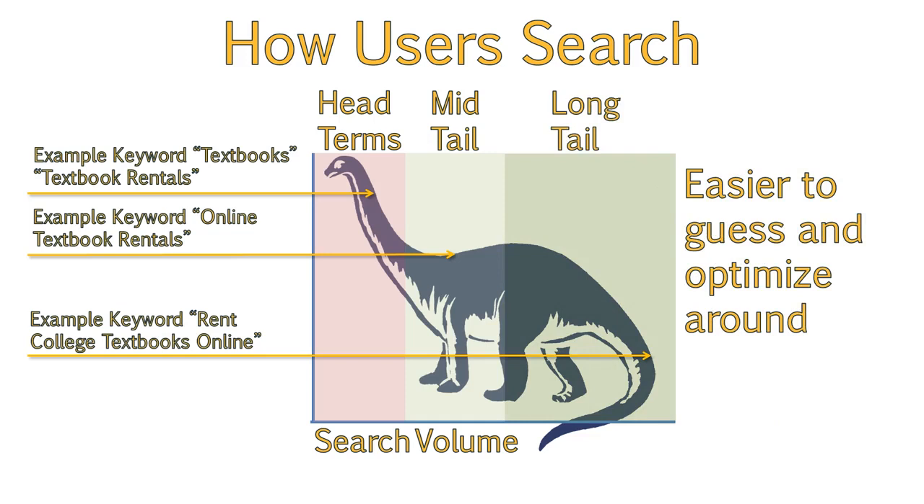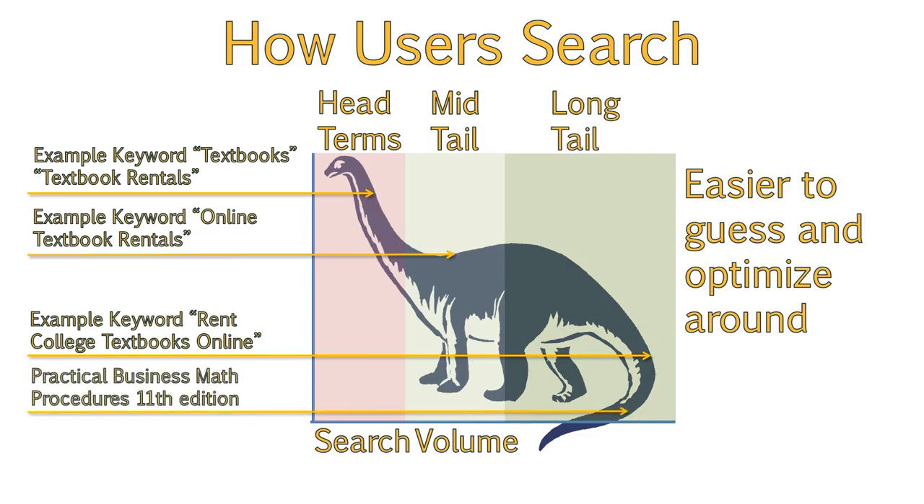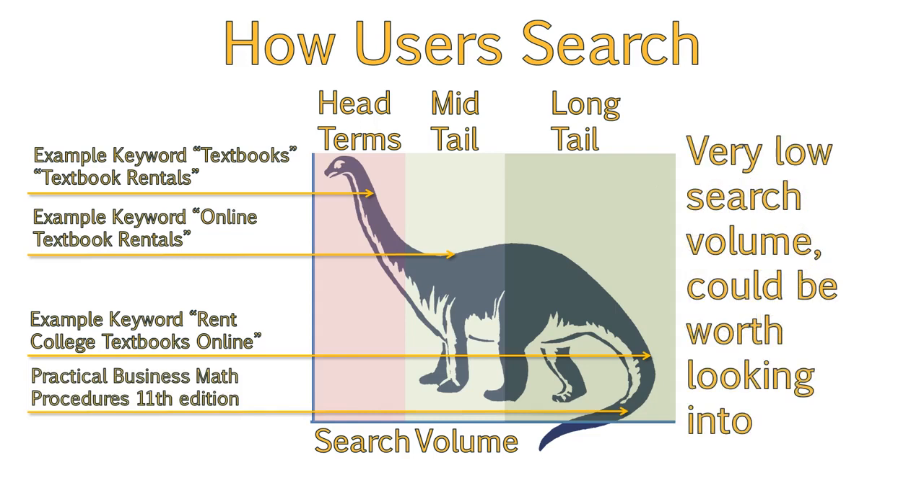Then there are the really long-tail transactional queries, where users know what they want, such as the exact book name. This will have a very low search volume, but is worth it if you rank for these, because the traffic will find exactly what they want on your site and be very likely to convert.